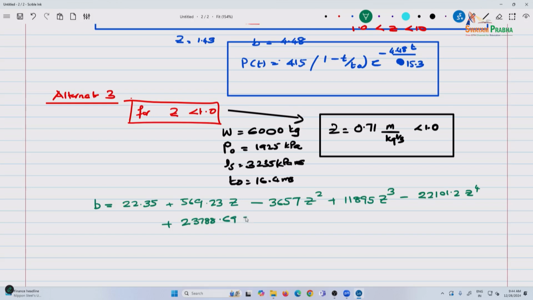23788.69 Z power 6. Then it is plus, there is another one, plus 3283.57 Z power 7. No, I'm sorry. This is 23899 Z power 5. And there is minus 13737.9 Z power 6. So that is 1, 2, 3, 4, 5, 6.